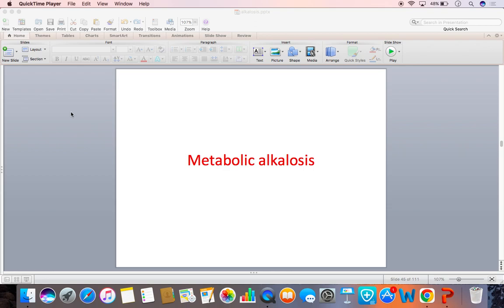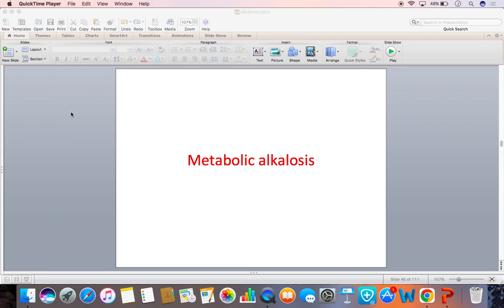What is respiratory acidosis? It is related to the PCO2. When the PCO2 is more than 40 mmHg, it is respiratory acidosis. What is respiratory alkalosis? When PCO2 is less than 22 mmHg. Respiratory acidosis and respiratory alkalosis are related to the level of PCO2, and that of metabolic alkalosis and metabolic acidosis are determined by the serum bicarbonate levels.